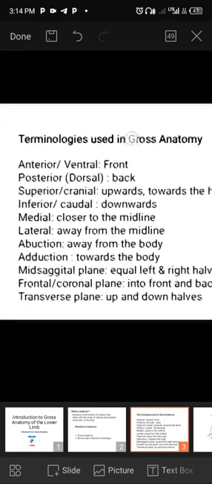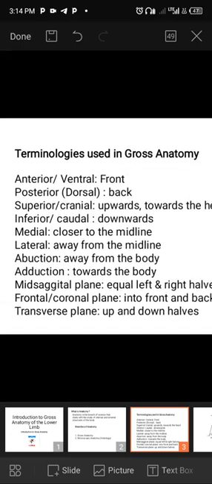The next term is superior. Superior is a common English word. Superior is like something moving upward, something above. Inferior is what is below. The similar word to superior in anatomy is cranial, while inferior is caudal. The next one I'll talk about is medial and lateral.